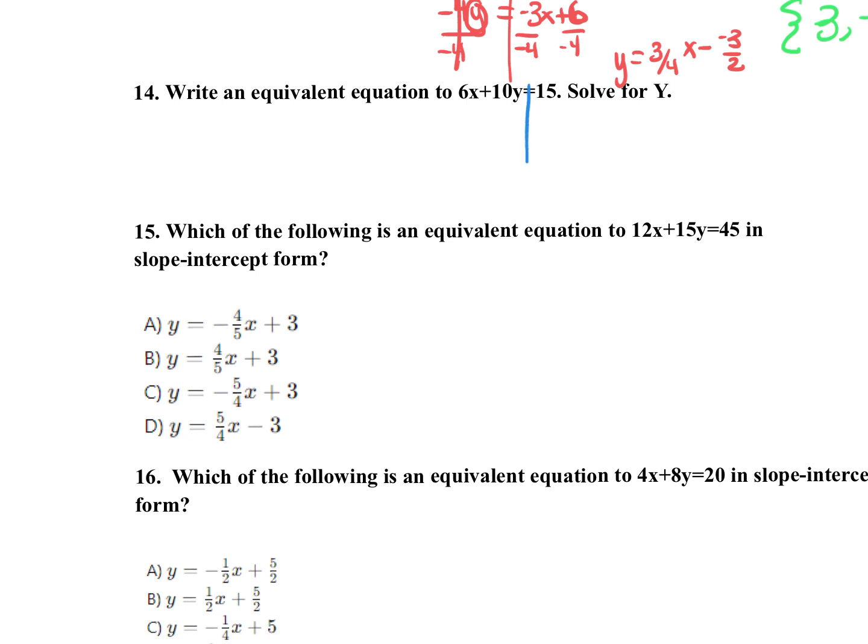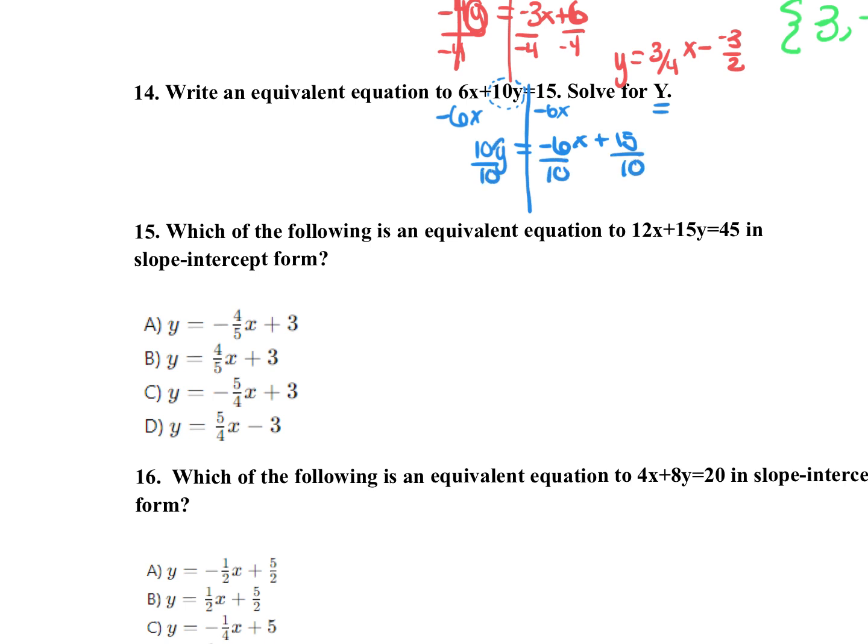So for number 14, we draw a line. We're solving for y, so circle your 10y stuff. The thing on the same side with the y is the 6x. It's positive, so to move it, I need to subtract it. So I get 10y equals, I write the x stuff first, negative 6x plus 15. Then I'm going to divide every single piece by 10.